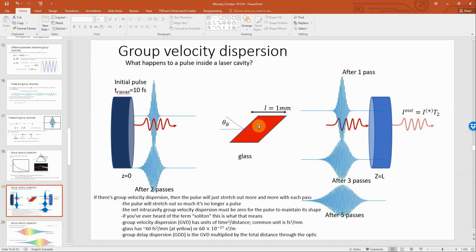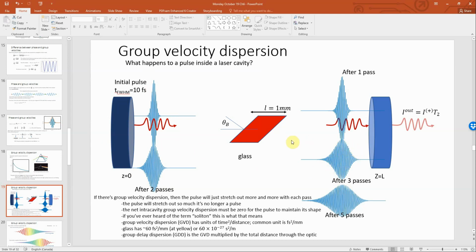But if it were something similar to glass, then this 10 femtosecond pulse would stretch out a little bit, not very much. Then it would hit this mirror, bounce back, and go through the 1 millimeter of glass again, and you see it stretches out a little bit more. After 3 passes, this initial 10 femtosecond pulse has stretched out to something like 20 femtoseconds.